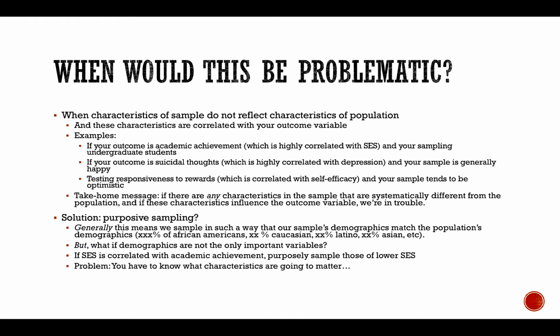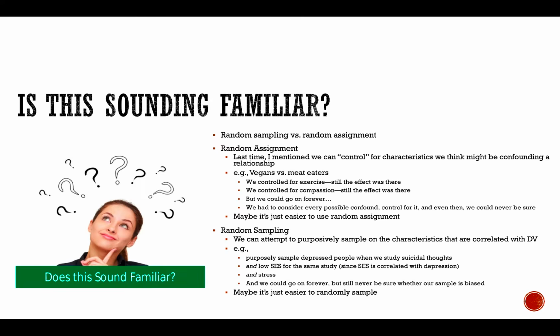What if demographics are not the only important variables? If socioeconomic status is correlated with academic achievement, then we should probably purposely sample those lower in socioeconomic status. And sampling on demographics may not be the best way of trying to generalize our findings beyond the sample. So the problem is you have to know what characteristics are going to matter, which is a difficult problem.